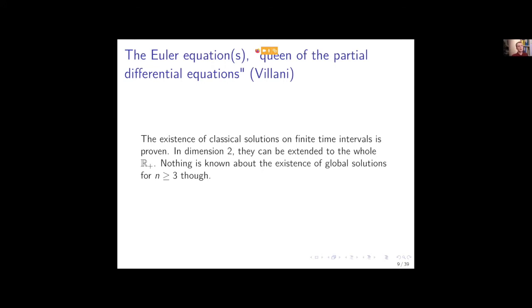And the first question you could ask is, are these solutions actually well defined for all time? In fact, you can prove that if you give some initial condition, there will be a solution in the neighborhood of time 0. And in dimension 2, it can be proven that there are solutions that exist globally. But we don't know if global solutions exist for all initial conditions in dimension 3 or above.